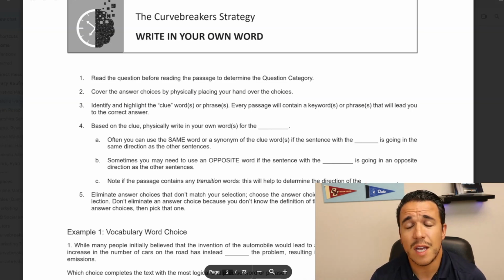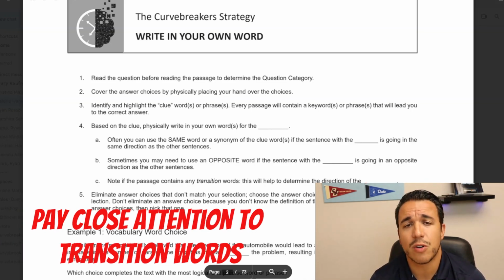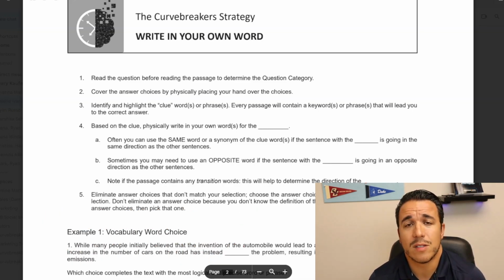If the passage contains any transition words at all, you want to make sure that you pay close attention to those to make sure you're understanding which direction the prompt is going, and sometimes those are actually the most important words to help you determine the answer.